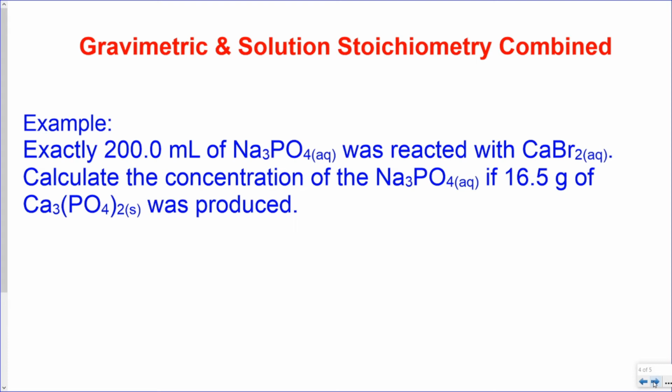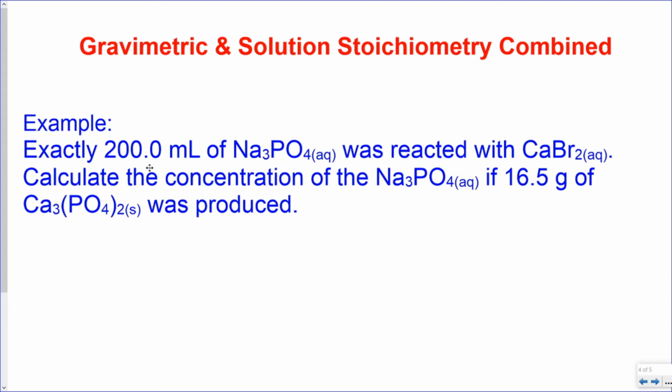Now, once you've practiced a few of those, so on that worksheet you can practice just some of the solution stoichiometry questions first. Then we can give you questions, and you have all the knowledge necessary now to do any sort of gravimetric and solution stoichiometry question that may have them combined together. So let's take a look at this example and see what I mean by combined.